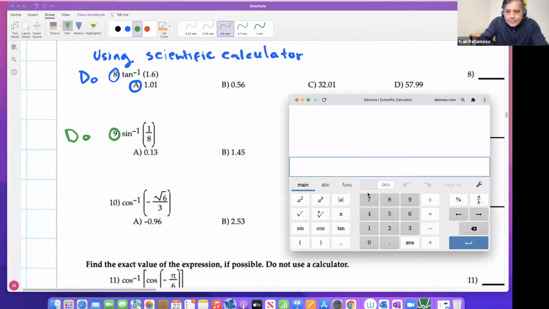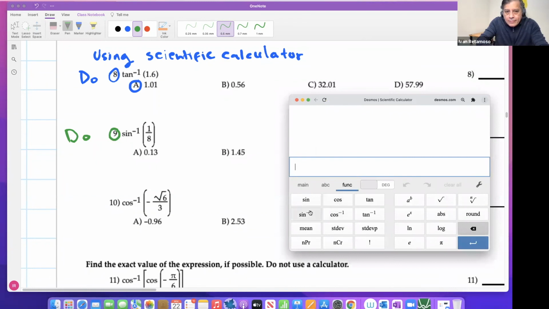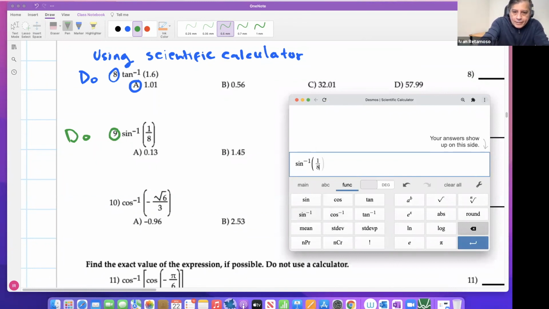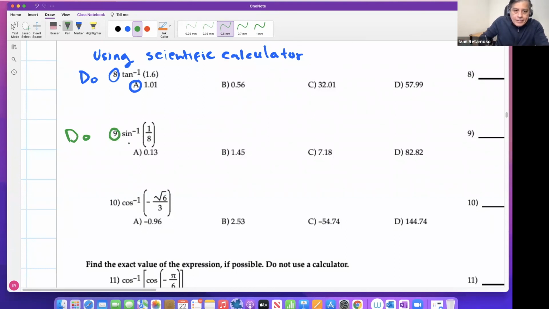Sine inverse of 1 over 8. And that is 7.18 in degrees, but you switch it to radians, 0.12. Rounded to 2 decimal places, 0.13, right? Excellent, excellent. Yeah, so this guy, right? Can you try this? In the homework, you will encounter this type of thing with radicals. So try it now. Do this one. And we'll move on to composition of these inverse functions.